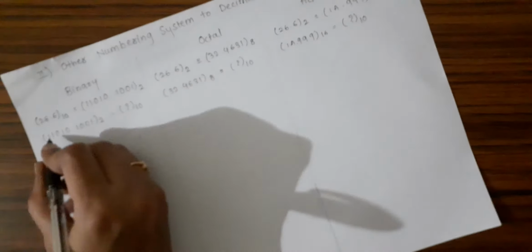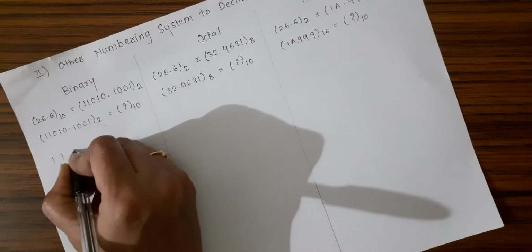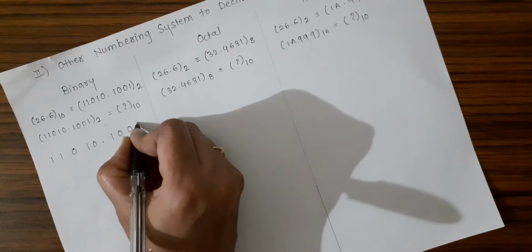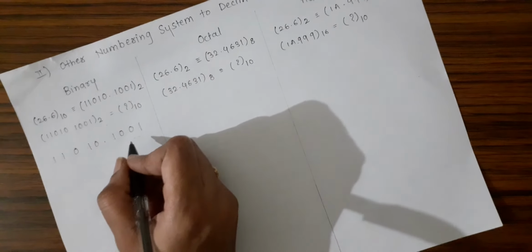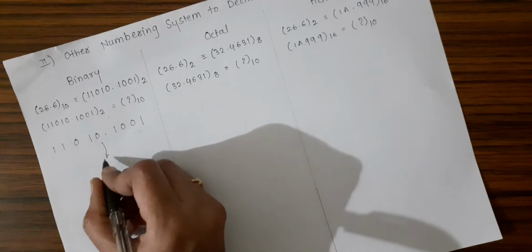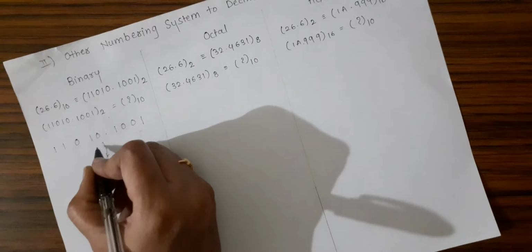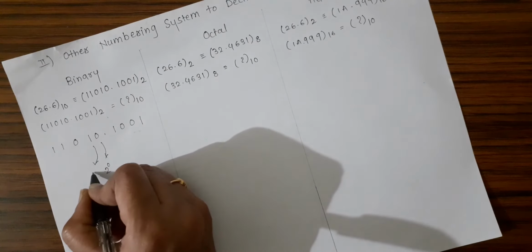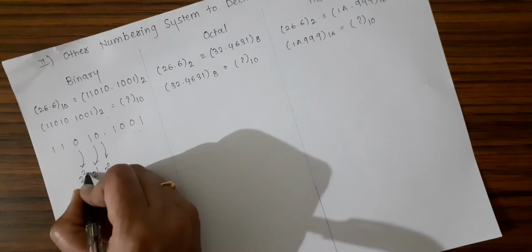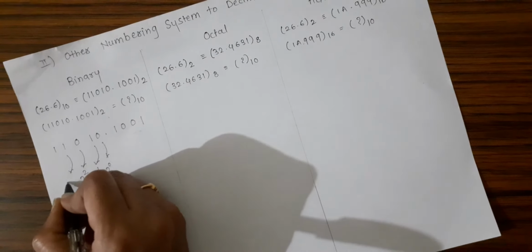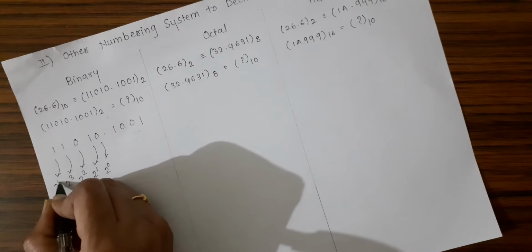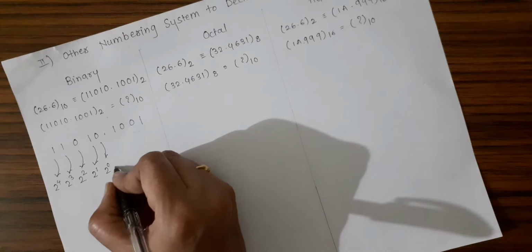Now we are going to write this again: 11010 dot 1001. With this, the 0 is at position 2 raised to 0. The weightage assigned to the next position is 2 raised to 1. This is 2 raised to 2. The weightage assigned to this position is 2 raised to 3. The weightage assigned to this position is 2 raised to 4.